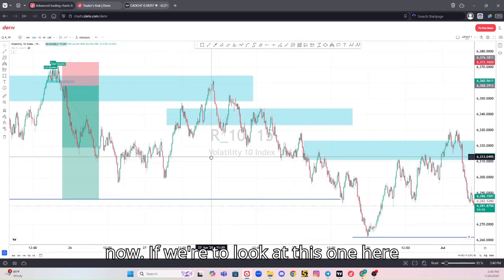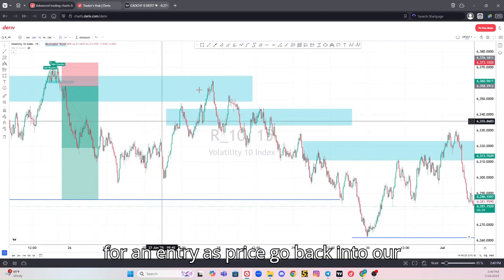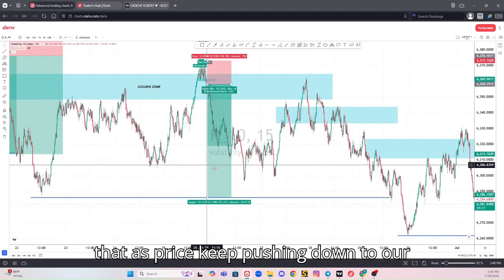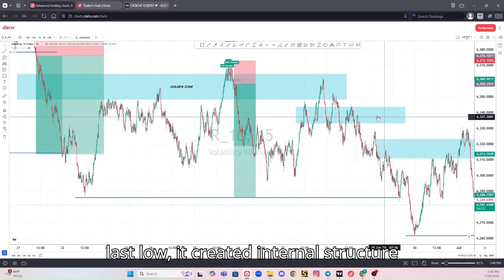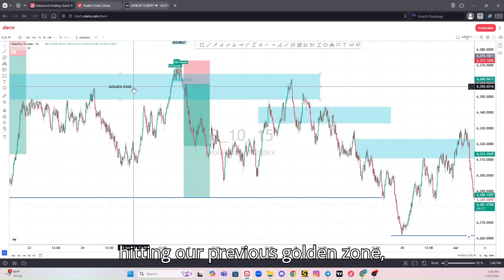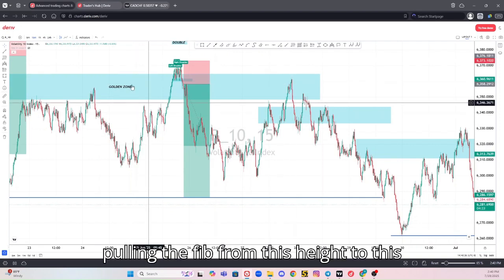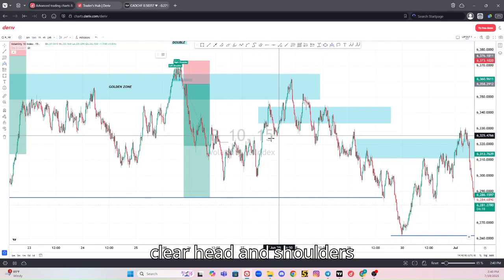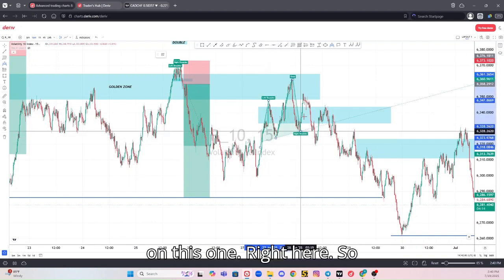Now, if we were to look at this one here for an entry, as price goes back into our golden zone, as we mentioned before, as price keeps pushing down to our last low, it created internal structure. And within this internal structure, hitting our previous golden zone, creating this new golden zone here, pulling the fib from this high to this low, we are seeing a clear head and shoulders on this one right here.